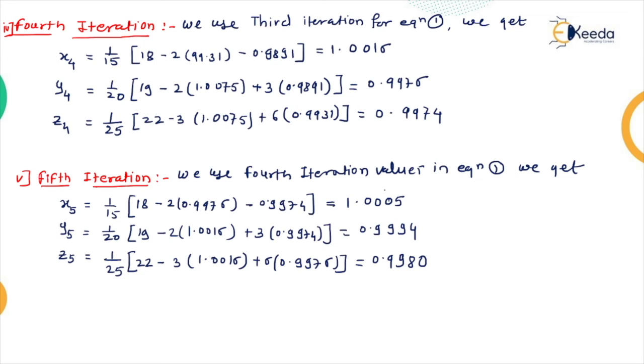Again you check the values of x, y, and z. They are approximately equal, but we want more accuracy, so we take the sixth iteration. Let me start the sixth iteration.